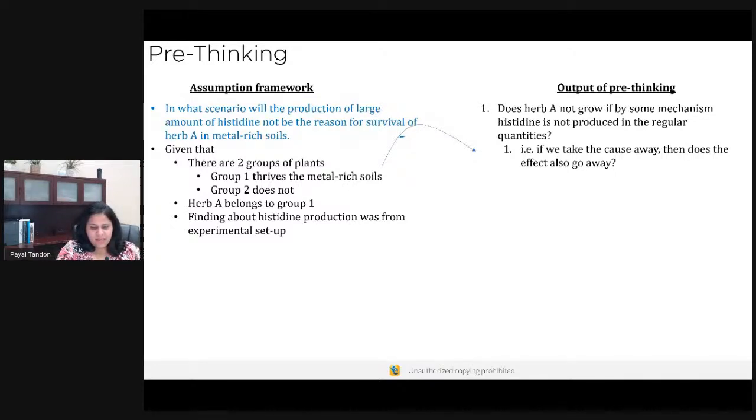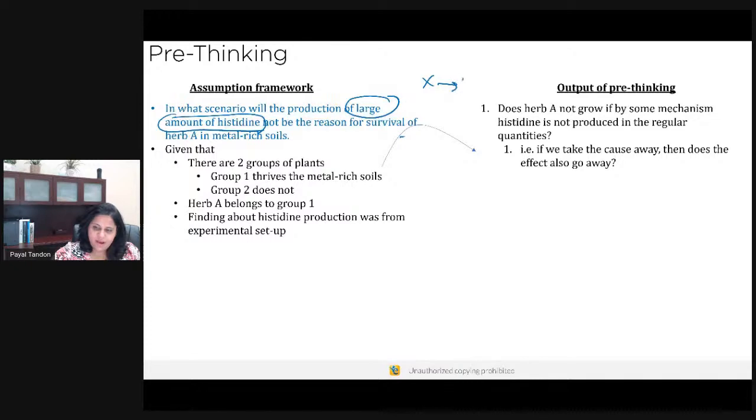Basically, what we are saying is large amount of histidine, right? That's what the author is saying. That's the cause, large amount of histidine. Now, what if by some mechanism I reduce the amount of histidine, and then also the herb is able to grow? In that scenario, the large amount of histidine was not responsible. In other words, what if I take the cause away?